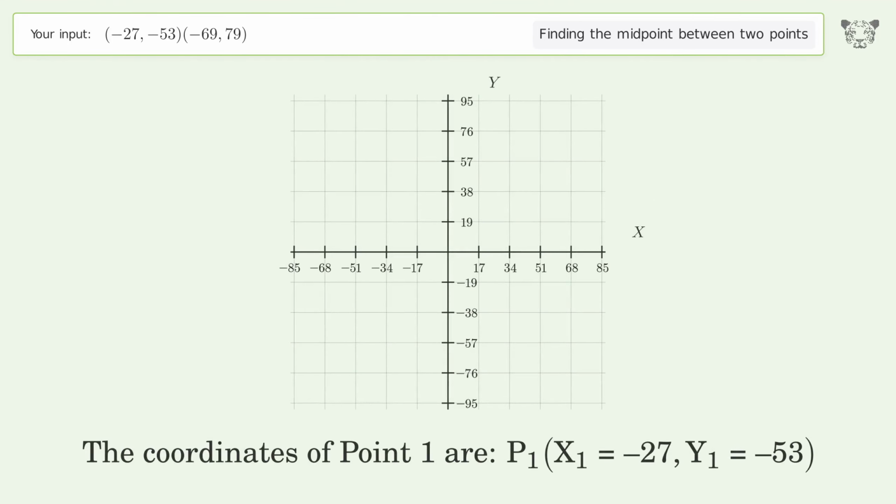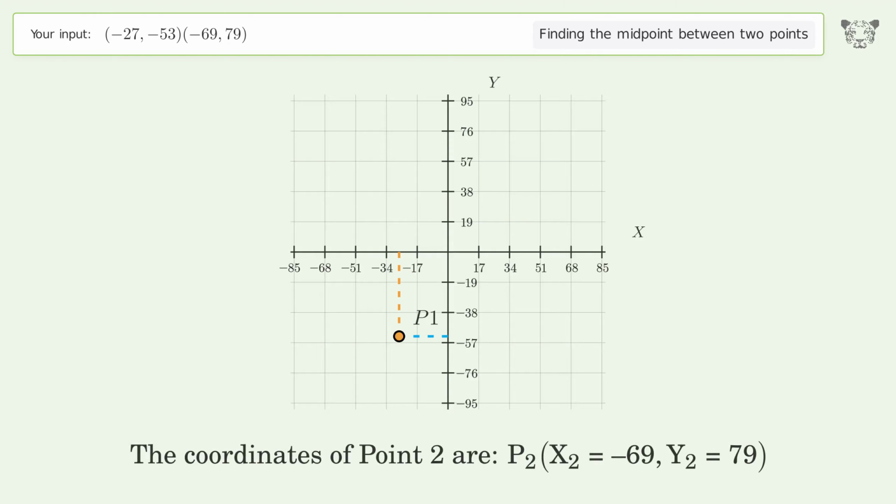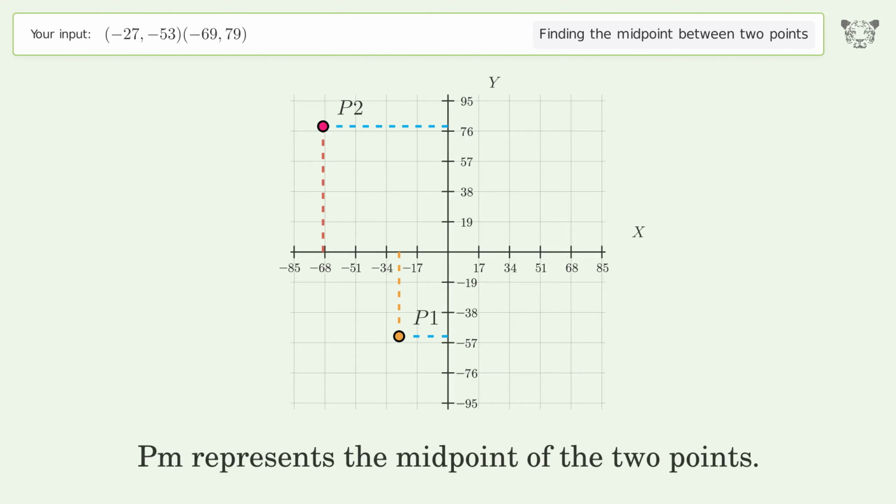The coordinates of point 1 are, x1 equals negative 27, y1 equals negative 53. The coordinates of point 2 are, x2 equals negative 69, y2 equals 79. PM represents the midpoint of the 2 points.